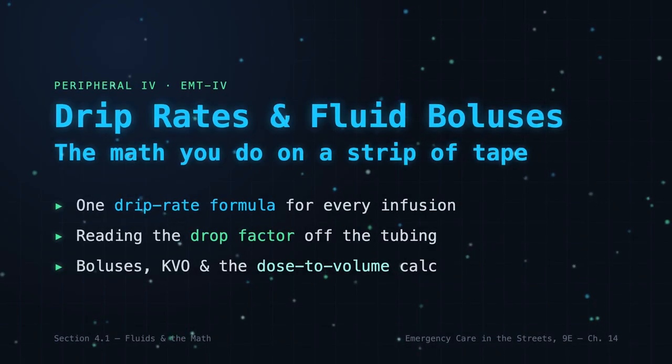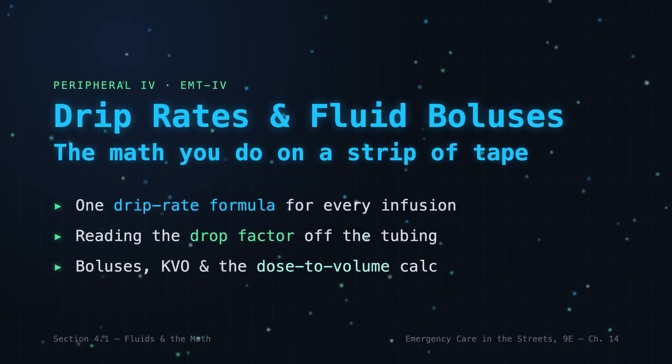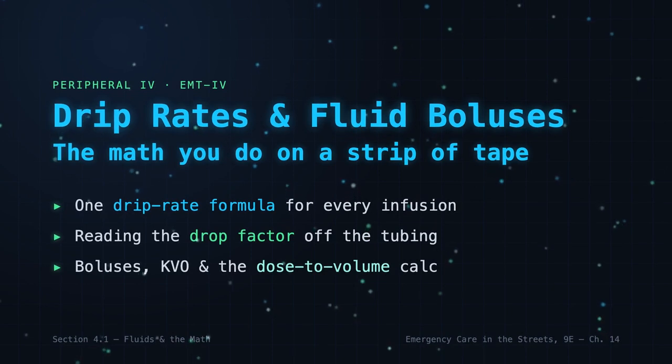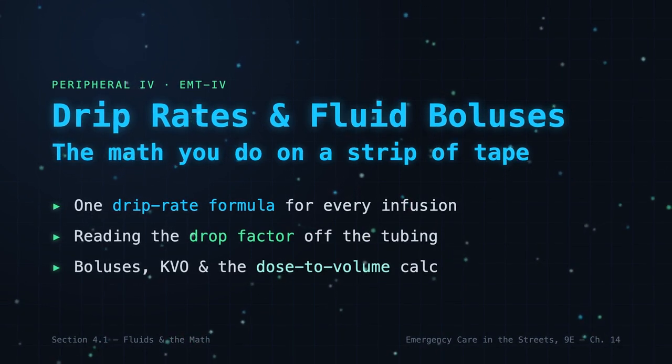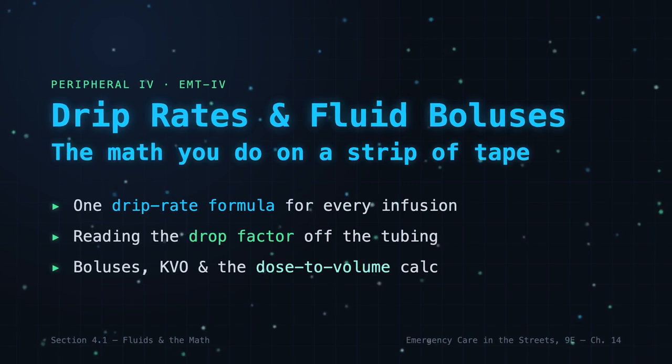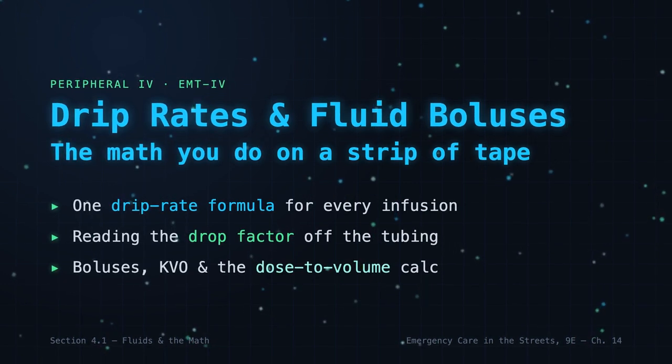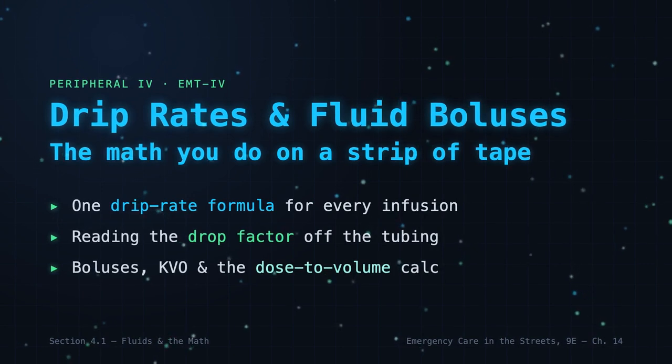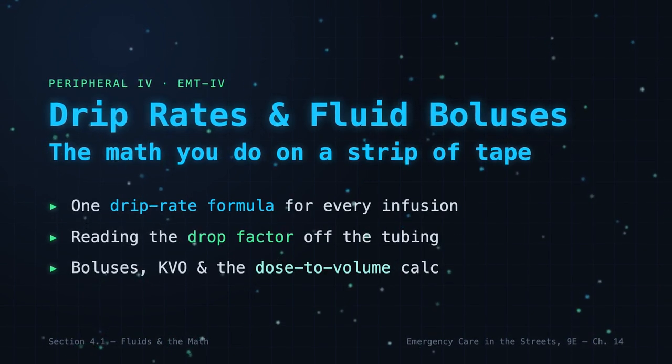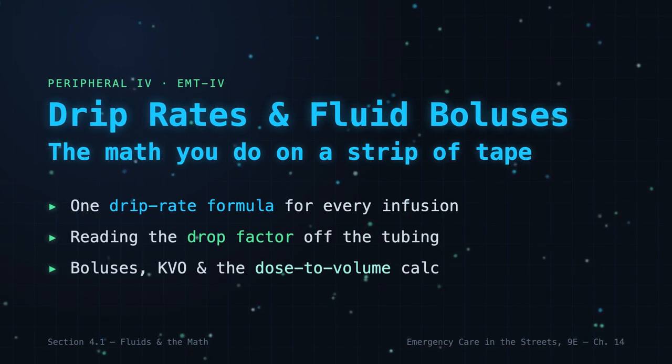The needle's in, the bag is hung, now how fast should it run? This is the part of IV therapy that scares people, and it really shouldn't. The maths here is just multiply and divide, the kind you can do on a scrap of tape stuck to the bag. In this section, we'll build one drip rate formula you can lean on every time.